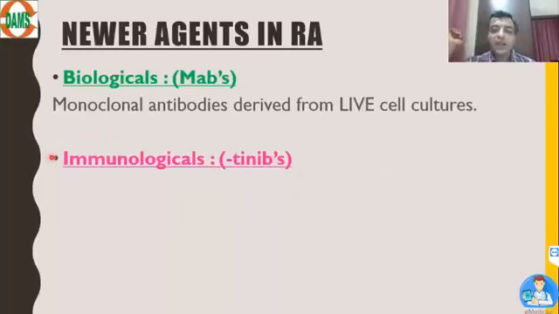So which are the biologicals? Biologicals are called biological because they are monoclonal antibodies derived from live cell culture. That is why the word biological is there.